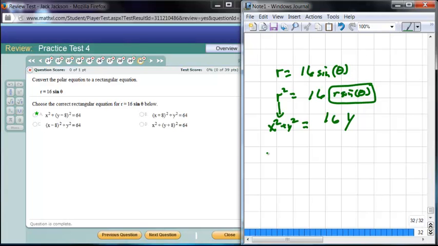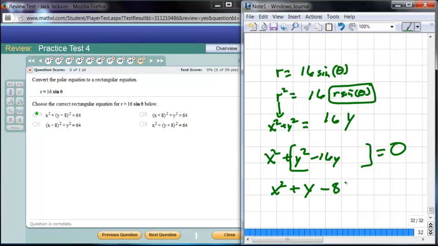Now what we're doing here is we get 0 over here and x squared plus y squared minus 16y. And what we're going to do now is complete the square on this part right here. So take half of this, negative 8, negative half of that coefficient, and square it. Look what you get. You get y squared minus 16y plus 64. That's okay if I add 64 to the other side. I get the same thing. So I think one of those is probably one they have. Yeah, that's A.